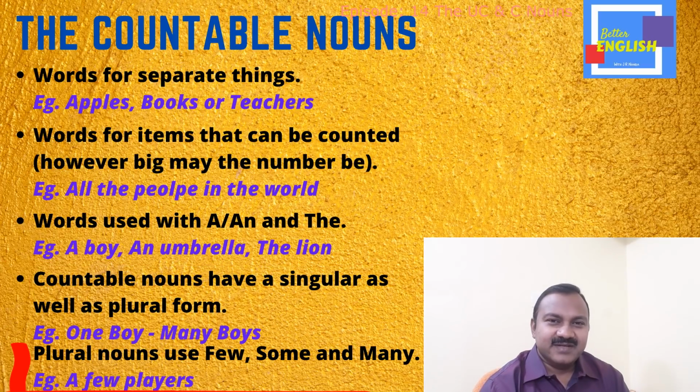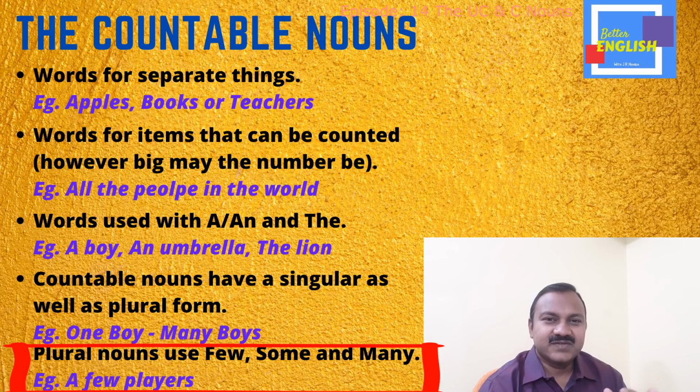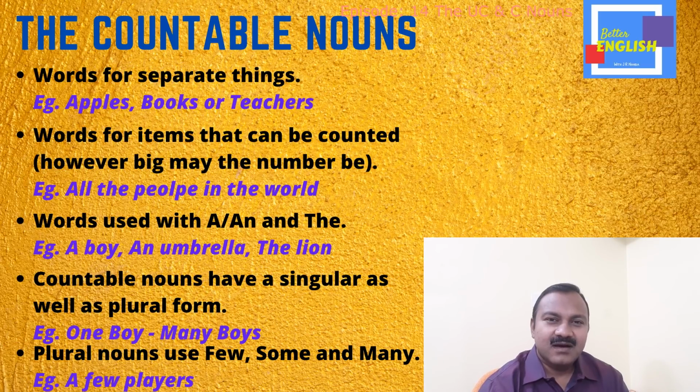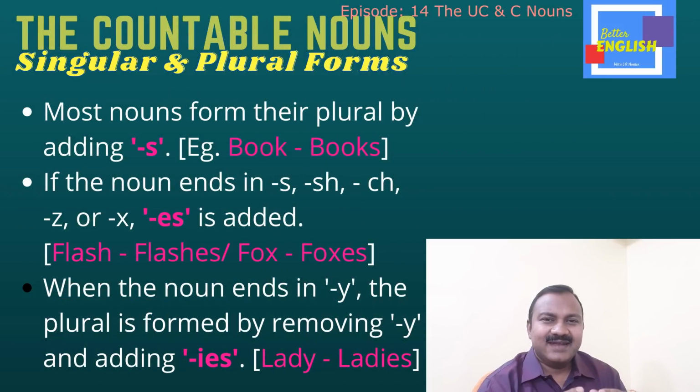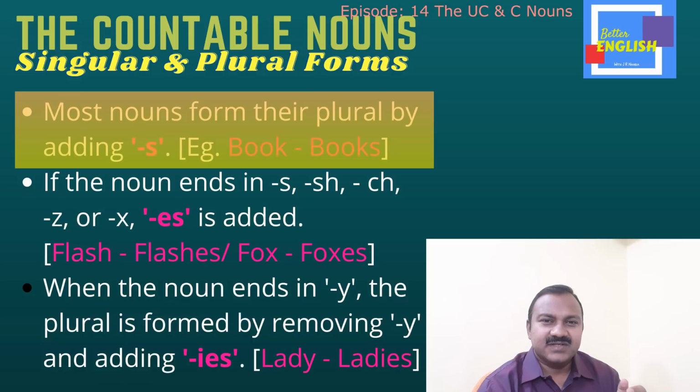Another important point, plural countable nouns use few, many, some. These are certain determiners that these plural countable nouns make use of. For example, a few players. Now let's look at how you can write the plural forms of noun. Basically, you add an s at the end of the singular noun and your noun becomes a plural noun.